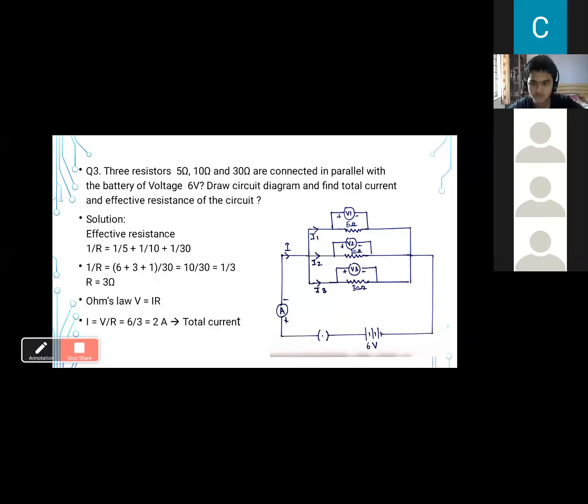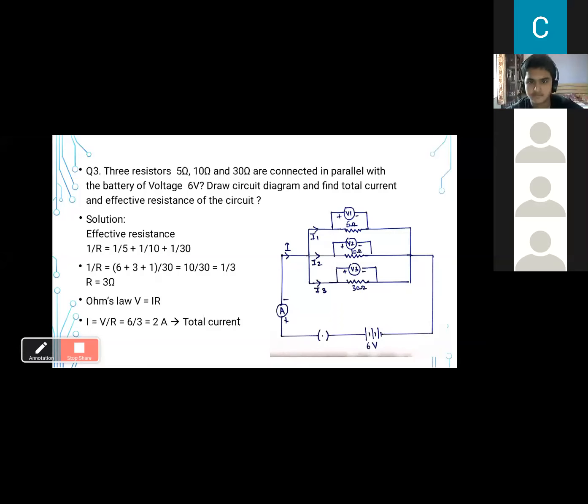So V1, V2, V3 will be 6 volts only, because I told you voltage will be the same across all the components in parallel. Whatever the voltage of the battery is, that is the voltage of each resistor. That is, V1, V2, V3 equal 6 volts. So the current you can find.